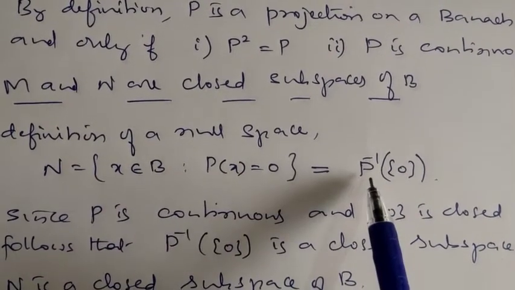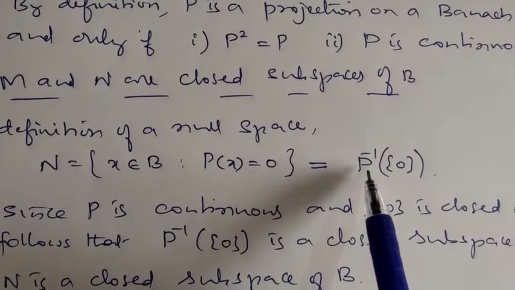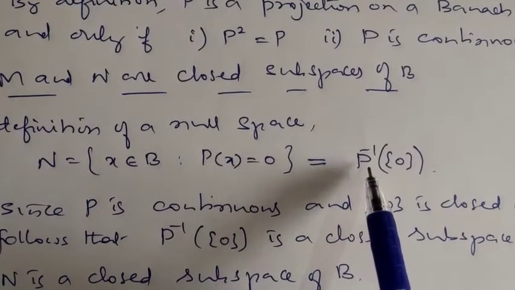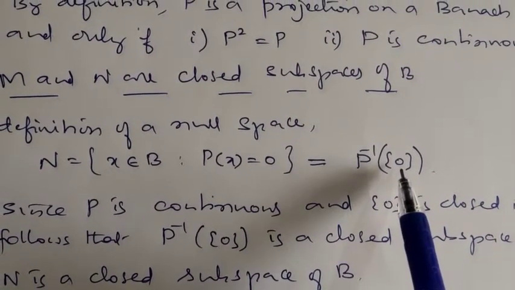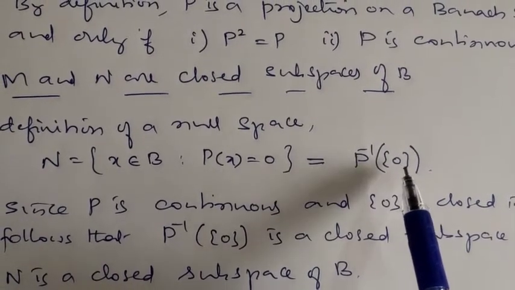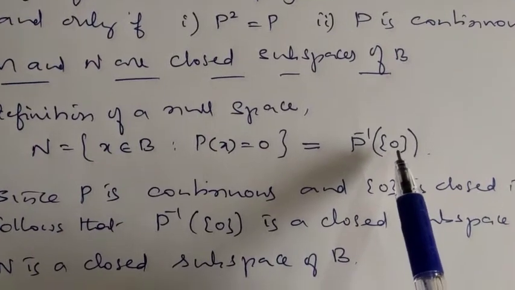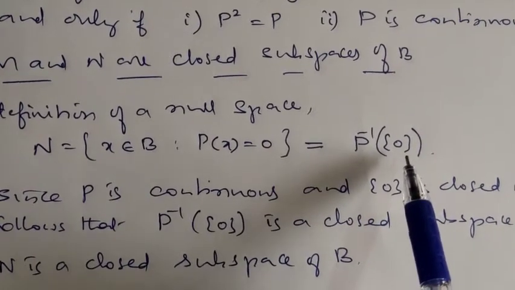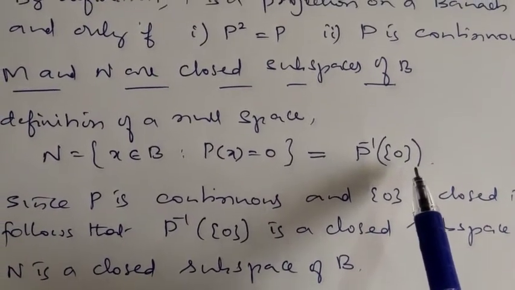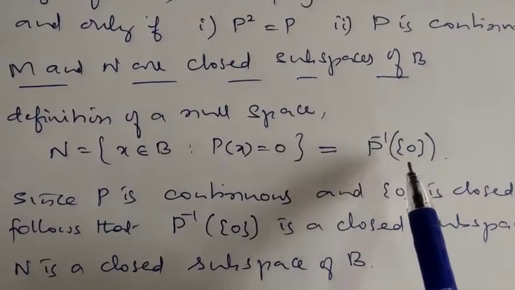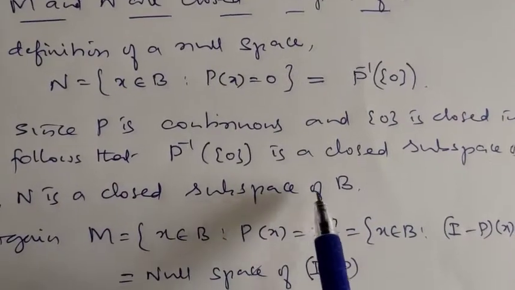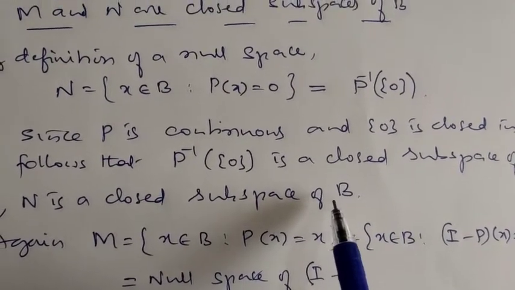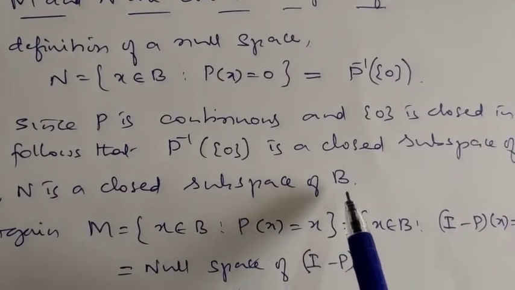Now look here, P is continuous. P is an operator, which means it is a linear operator, which means it is continuous. Now P is continuous and the singleton set 0 is closed. The inverse image of a closed set under a continuous map is also closed, so P inverse of 0 is closed. P inverse of 0 is a closed subspace of B, but P inverse of 0 is N, therefore N is a closed subspace of B. Understand now? So N is a closed subspace of B.